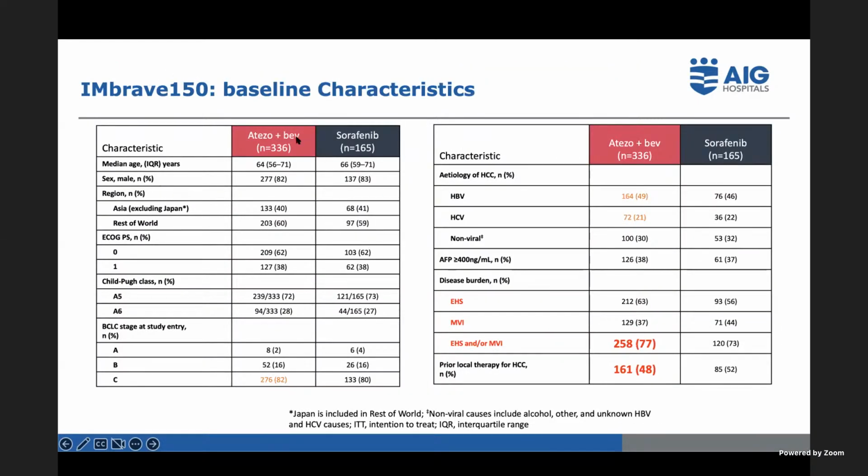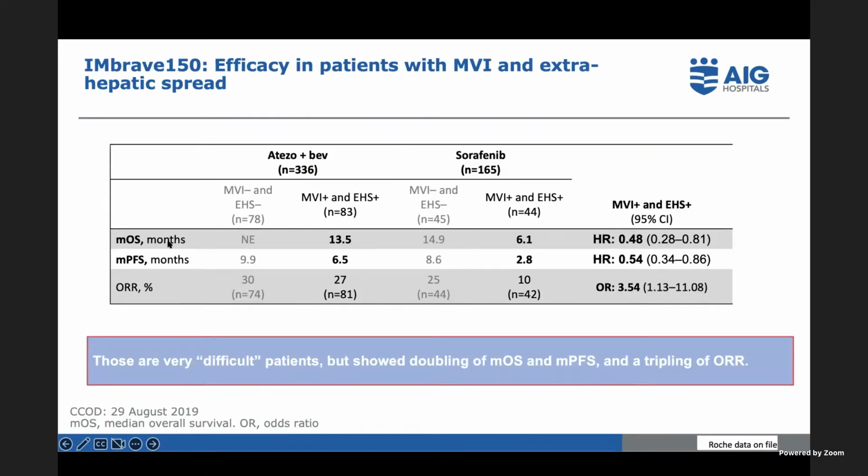These were the baseline characteristics in both arms, atezo-beva and sorafenib. There was not much significant difference, though there were some patients with BCLC-C, and all of these were cirrhotic patients. The number of patients with extrahepatic spread was higher in the atezo-beva group compared to sorafenib, and a significant number of patients also received prior local therapy for HCC. So this is the primary endpoint, the median overall survival and progression-free survival. They classified it by whether or not there was extrahepatic spread.